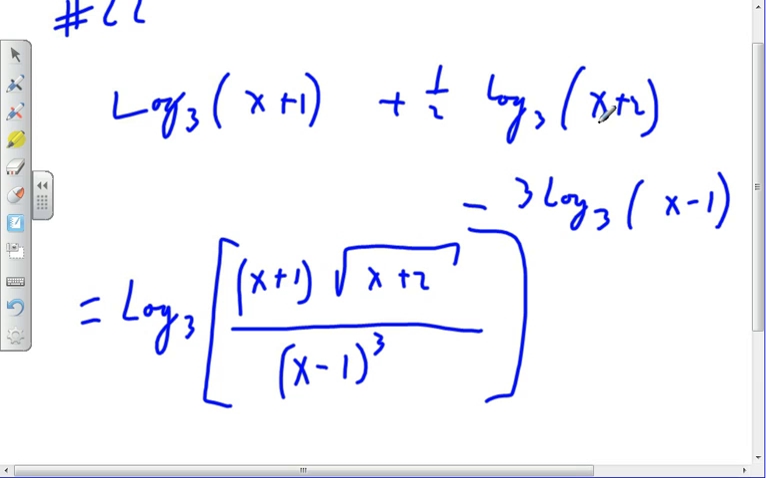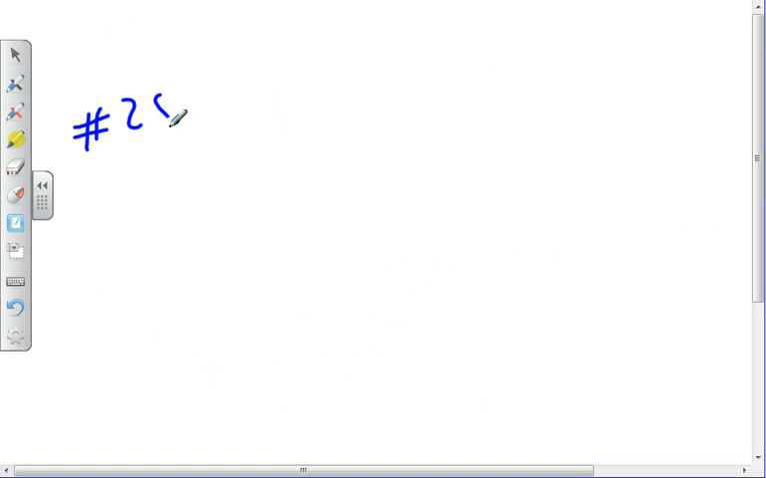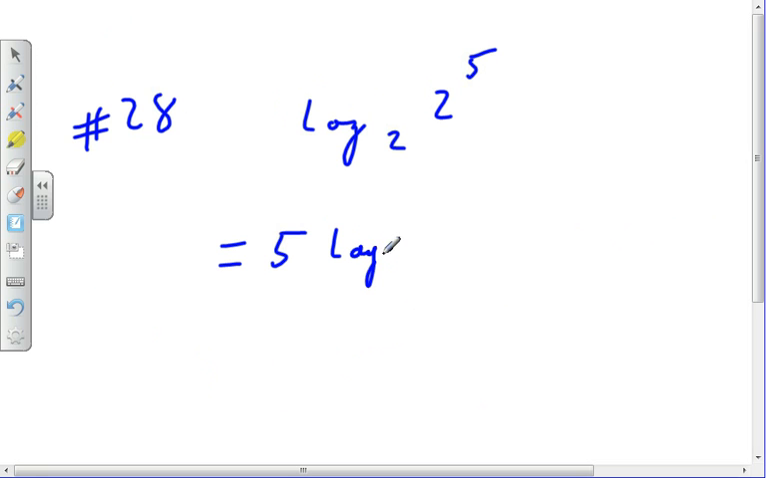Okay, now we're going to do number 28. Log base 2 of 2 to the 5th. I'm going to rewrite that as 5 log base 2 of 2. The log in any base of the base is 1, so the answer is 5.